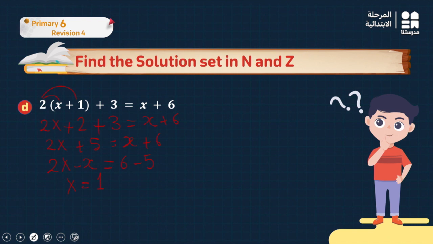Here I have 2 and 3, I can add them together to give me 5. After that I'm going to put the x's on one side and the numbers on one side. So it will be 2x minus x equal 6 minus 5. Be careful, the plus 5 is what I make minus 5 for both sides. So 6 minus 5, don't get confused with your signs. So it will be x equal 1.